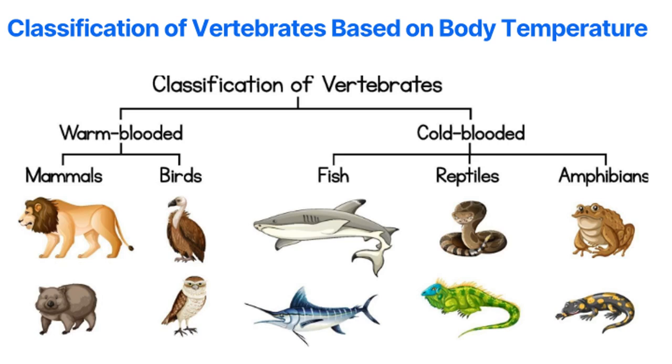Warm-blooded, or endothermic, vertebrates, on the other hand, can regulate their body temperature regardless of the environment. Birds and mammals belong to this category.